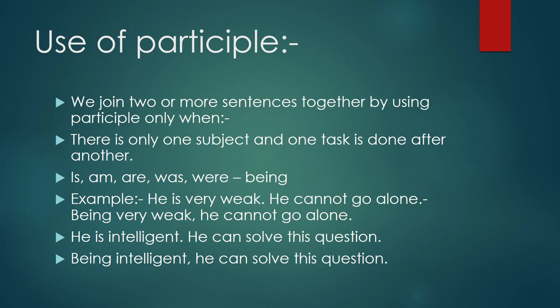For example, he is very weak, he cannot go alone. Right? So on the place of subject and helping verb, we are using being here. Being very weak, he cannot go alone. The next example is, he is intelligent, he can solve this question. Here again we are using being. Being intelligent, he can solve this question.